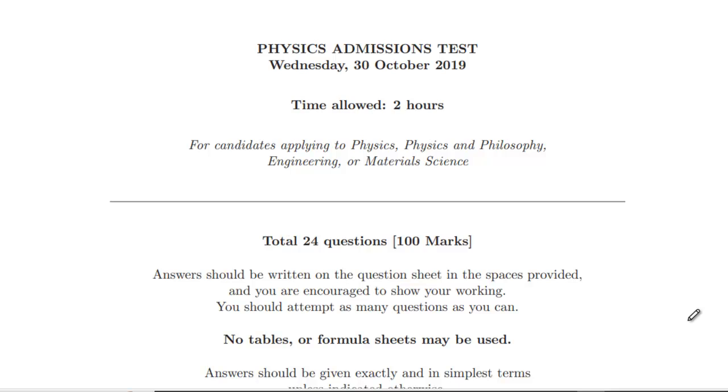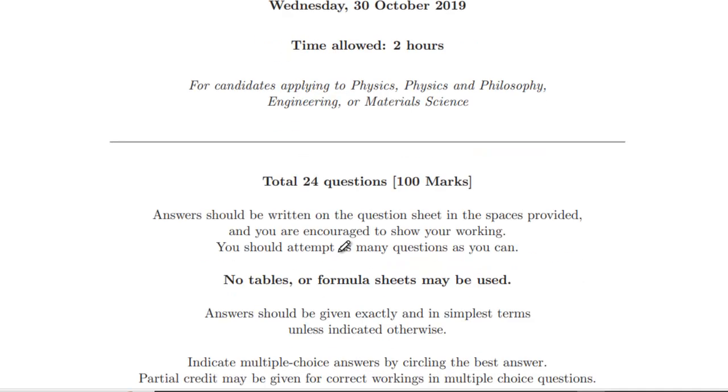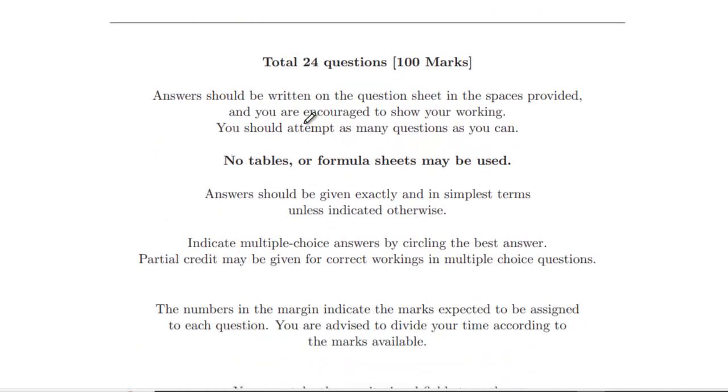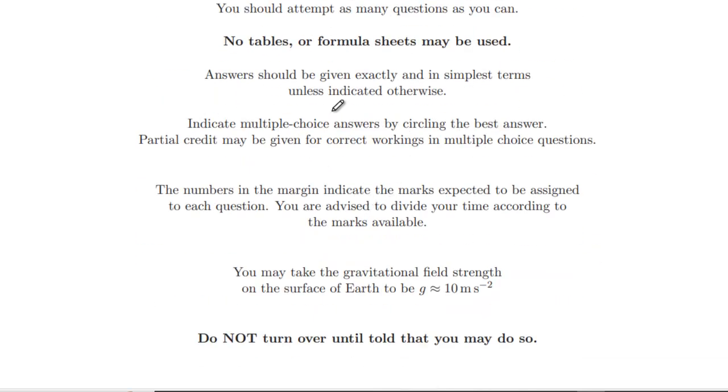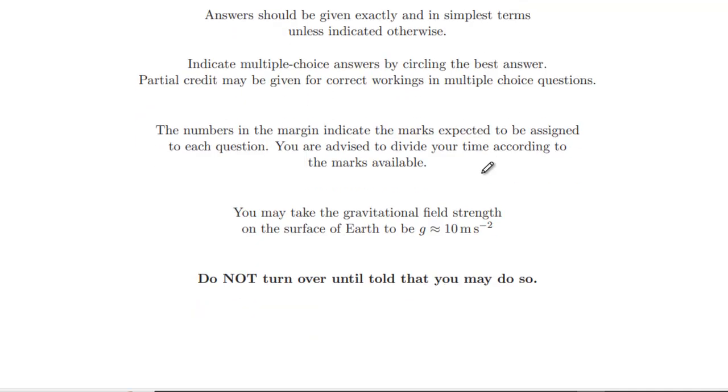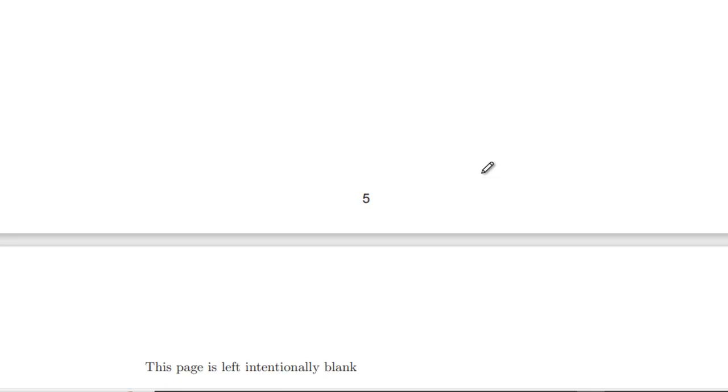Hello, in this video I'm going to make a start on the 2019 Oxford PAT. So 2 hours, 24 questions, all in one block like they've had in the previous couple of years. Calculators allowed again as they were in 2018. Start off with multiple choice, which is what I'll do in this video. I'll just do the multiple choice questions and then come back to the rest later.